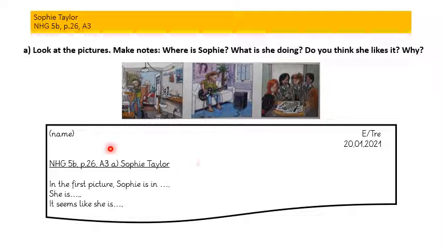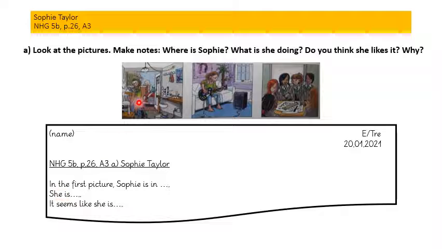Now, if you take notes on your own, you're going to use a heading, your name. So it's Jaden Ganter or Harvin Gofidian or Andrea Treide, whoever you are. Then on the other side, it's E for English, my short name, and the date. You will also have a heading where you refer to the task that you're doing. So in the moment, it's NHG 5B. That's our textbook, page 26, and then the tasks A3, A Sophie Tyler. Please underline the heading, and then you go on writing.